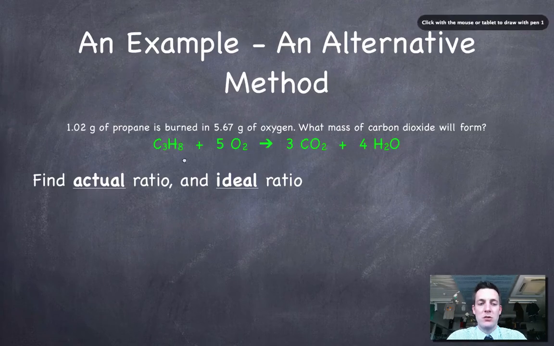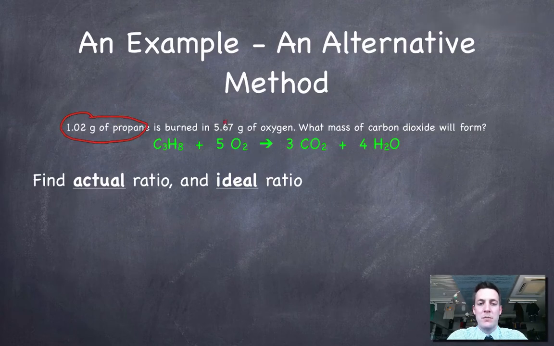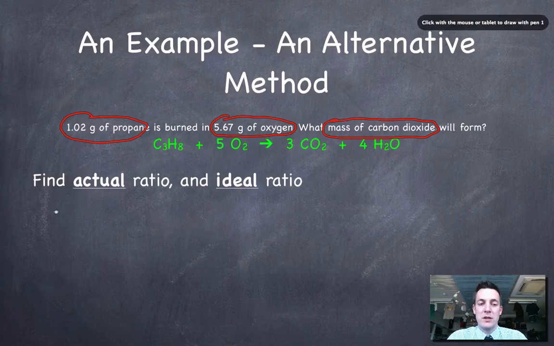Okay, so this time I'm told I've got 1.02 grams of propane. There it is, and I'm burning it in 5.67 grams of oxygen. What mass of carbon dioxide is what I'm being asked to find. Again, two different masses I'm told, finding the mass of another, so it's probably a limiting reagent question. Now this time, as before, I still have to find the number of moles of both.